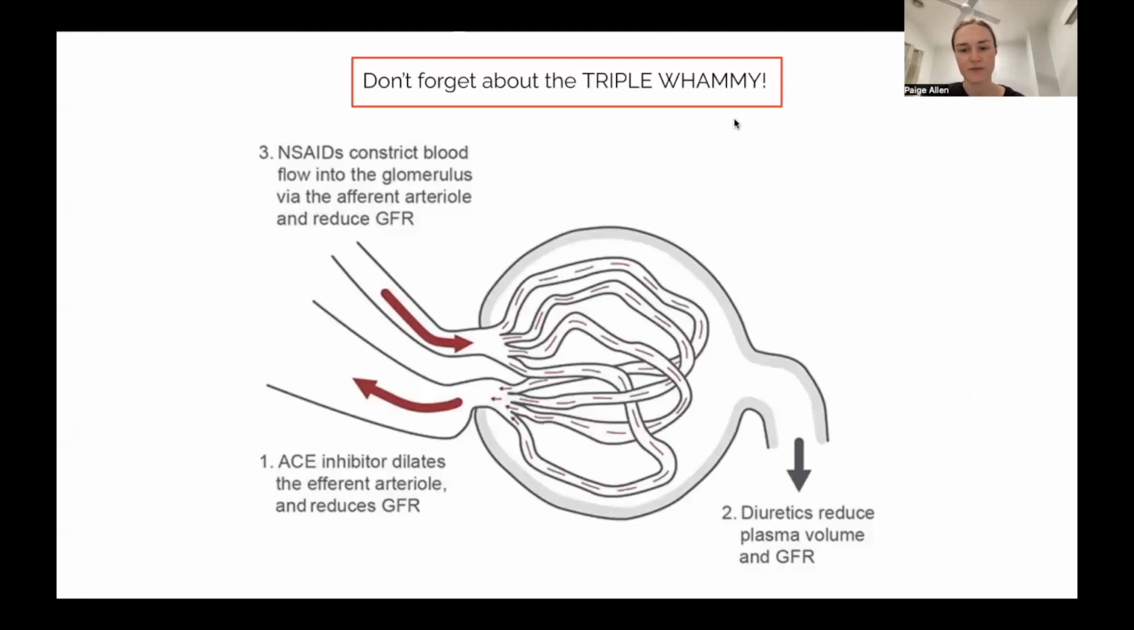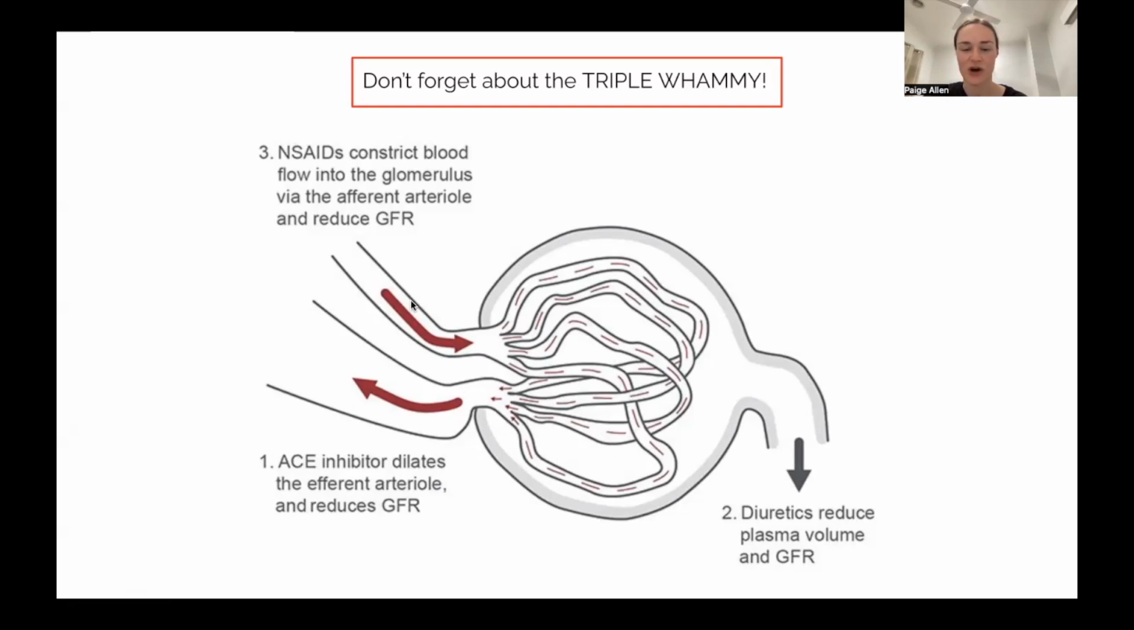And of course, don't forget the triple whammy effect. So triple whammy is an ACE inhibitor, a diuretic, and an NSAID. So just a revision of how that actually works. The ACE inhibitor causes dilation of the efferent, so that's the going away vessel, which lowers pressure in the glomerulus itself.